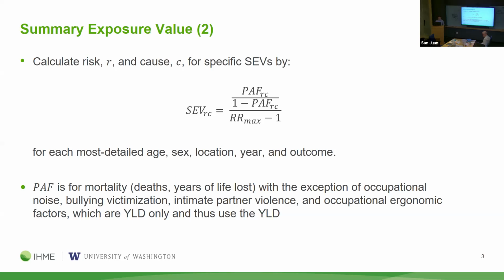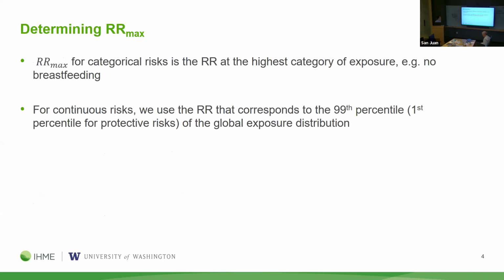Okay, so how do we determine the maximum relative risk? For categorical risks, it's pretty straightforward. It's, of course, just the relative risk at the highest category of exposure. For suboptimal breastfeeding, that would be no breastfeeding. For water and sanitation, that would be the unimproved water source with no filtration or treatment.